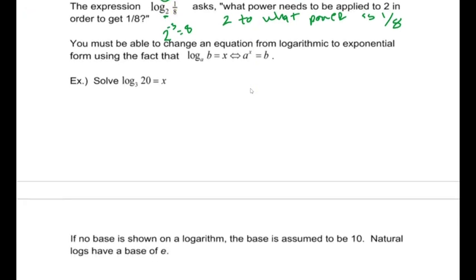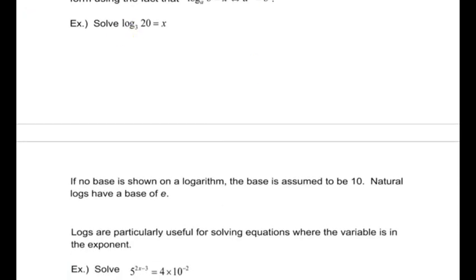You also got to know how to solve logs. But the trick to solving logs is always the same thing. If you have a log problem, you take the base to both sides. You're going to go 3 to this side, 3 to this side. These cancel out. There's a rule. 20 equals 3 to the x.